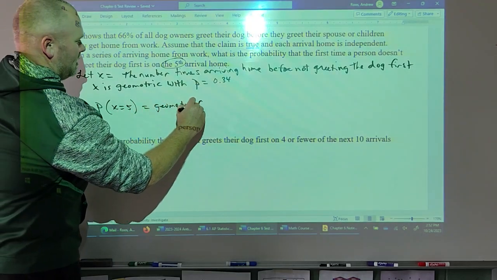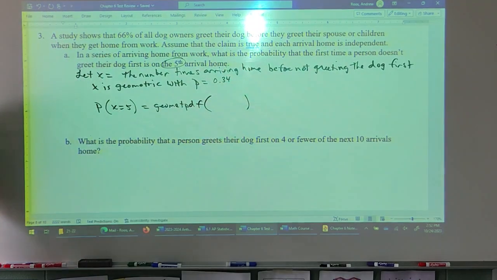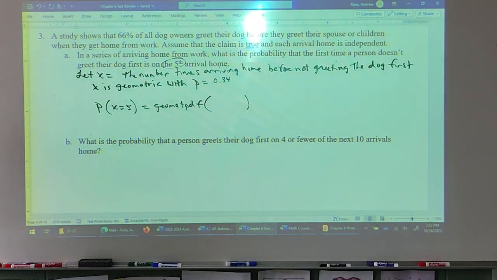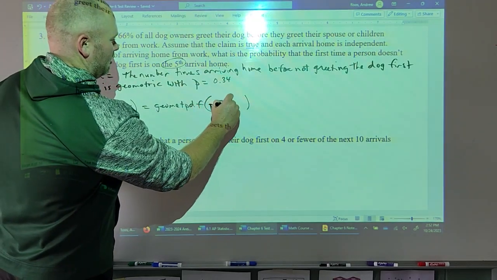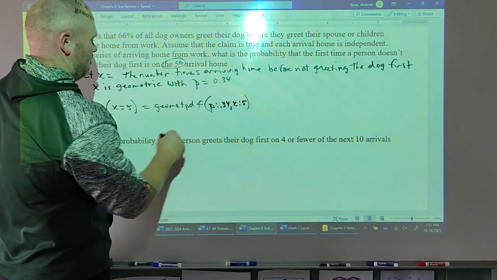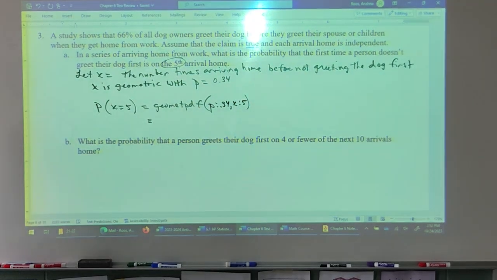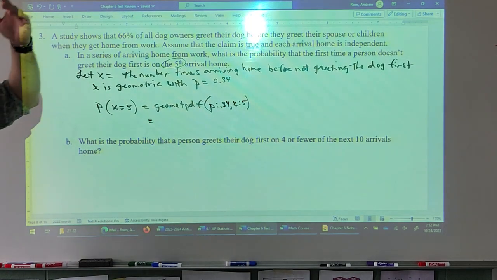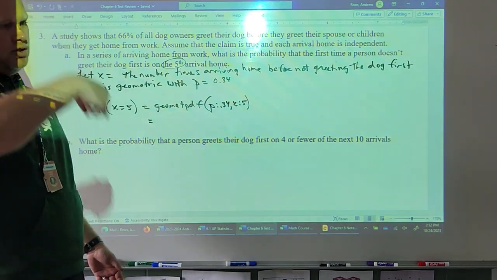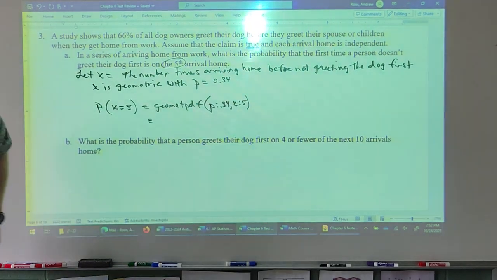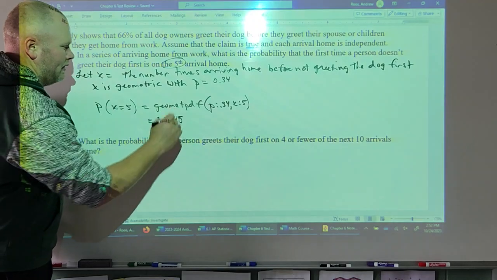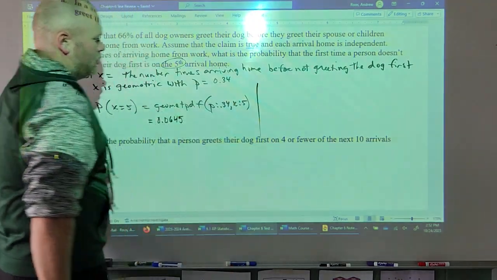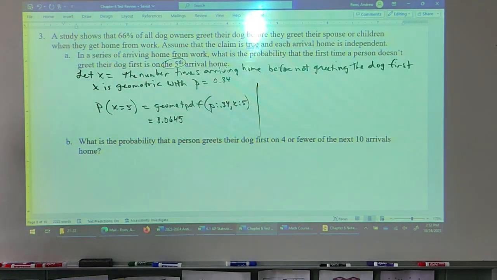So geometpdf, okay, and with geometpdf, your calculator prompts you for two things, right? It prompts you for p, 0.34, and it prompts you for x, which in this case would be 5. Okay, so second vars on your calculator, you might want to click up because geometric is at the bottom. So geometpdf of that, we get 0.0645.